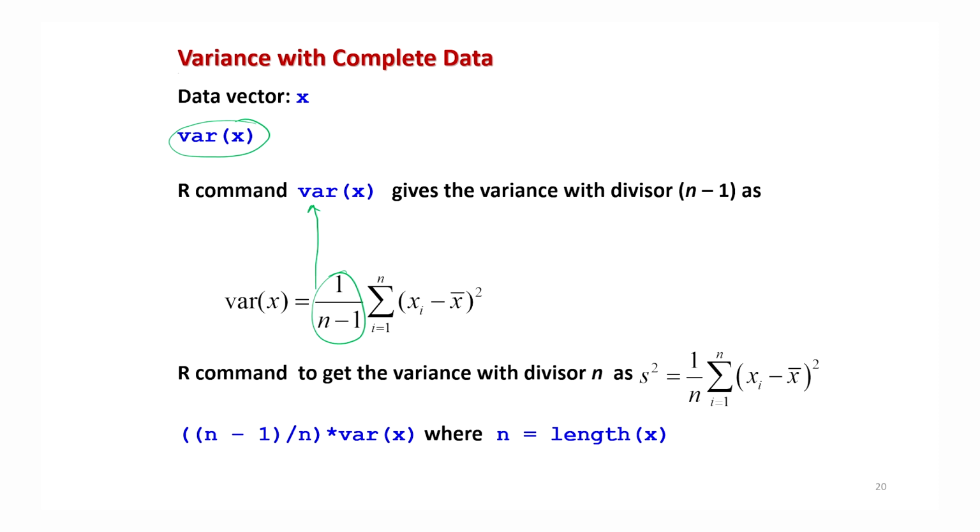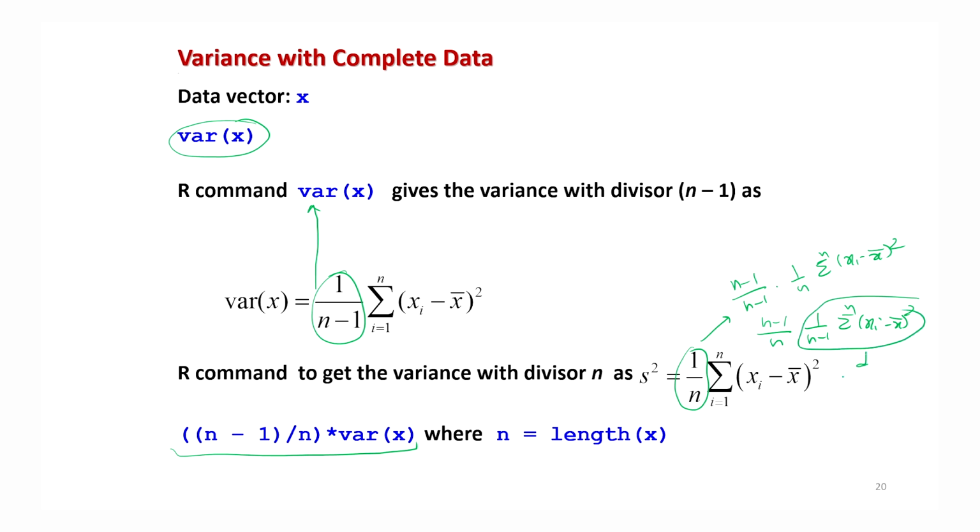Whereas you can recall that I had discussed earlier that we have one more command for the variance which has a divisor 1 over n, and if you want to compute it, you can compute it by this command that we had discussed when we were discussing the concept of variance. I will write this as n minus 1 over n times 1 over n minus 1, summation x i minus x bar whole square, and now this quantity can be computed by variance.